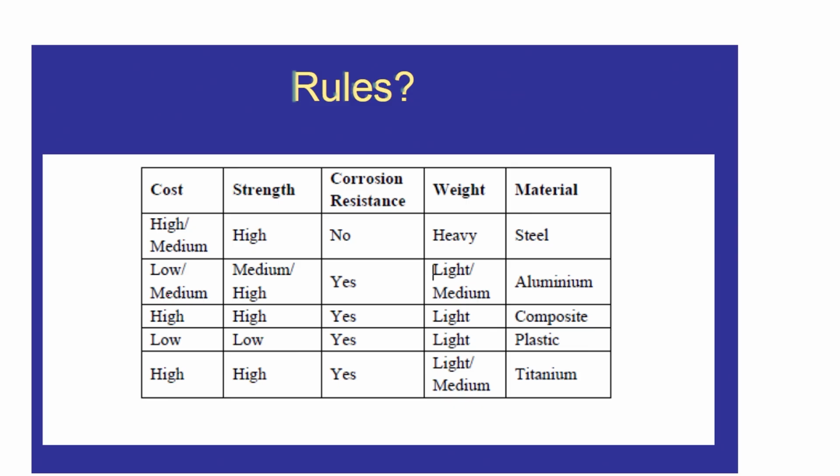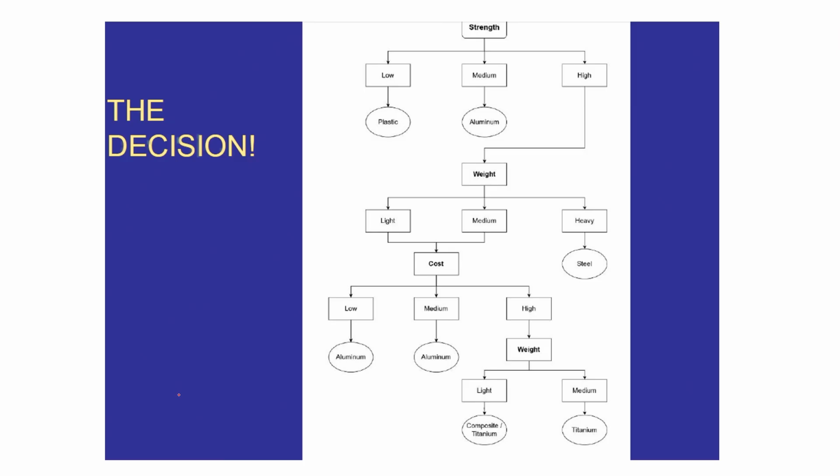Aluminum, cost is low or medium, strength is medium to high, corrosion resistance is high and weight is light, that is aluminum. Composites, high cost, high strength, corrosion resistance is high, lightweight. Plastics, I already talked about it. Titanium has a high cost, high strength, high corrosion resistance and medium or light weight. This is how each element is differentiated. That is what the rules are. So, you can use these rules.